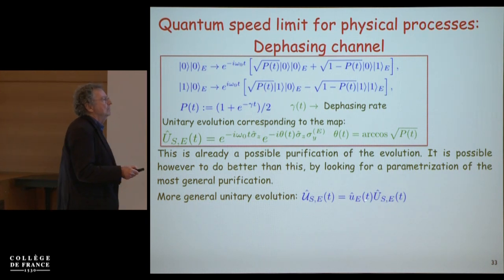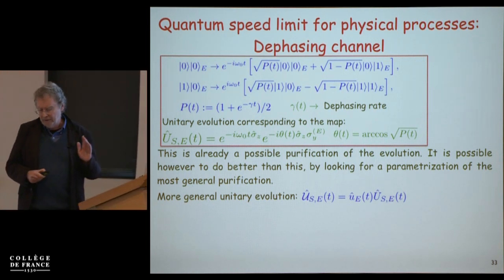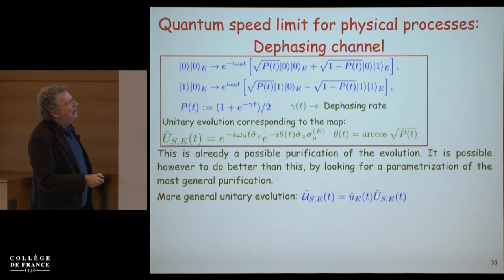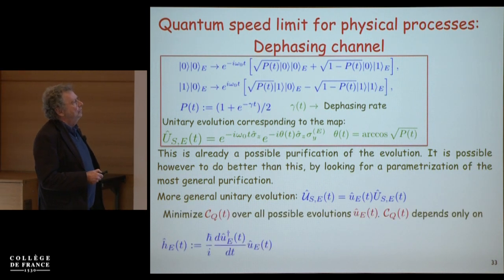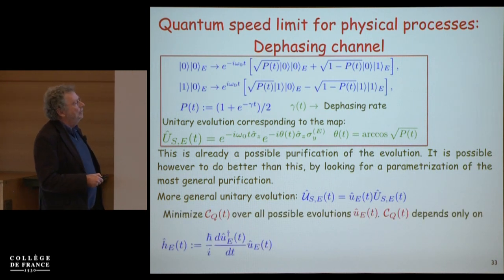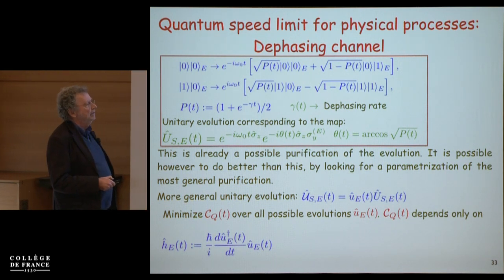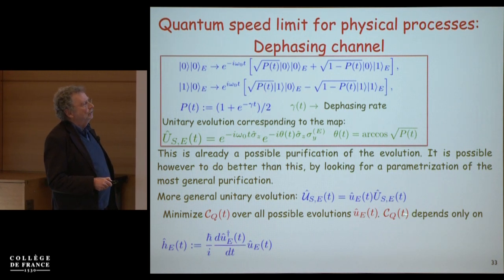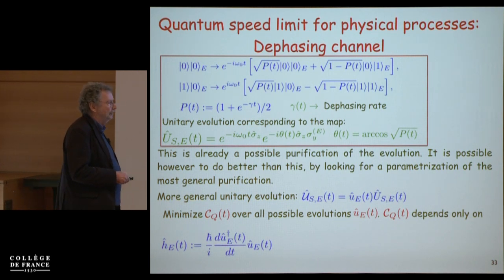Now, let's look for a more general unitary evolution along the way I showed you in the beginning of this lecture. So we should look for a unitary evolution on the environment itself. And we should minimize the quantum Fisher deformation for the whole thing over all possible evolutions, U sub E. And we know that this quantum Fisher deformation for the whole thing depends only on the generator of this evolution U of E, which is given by this expression.